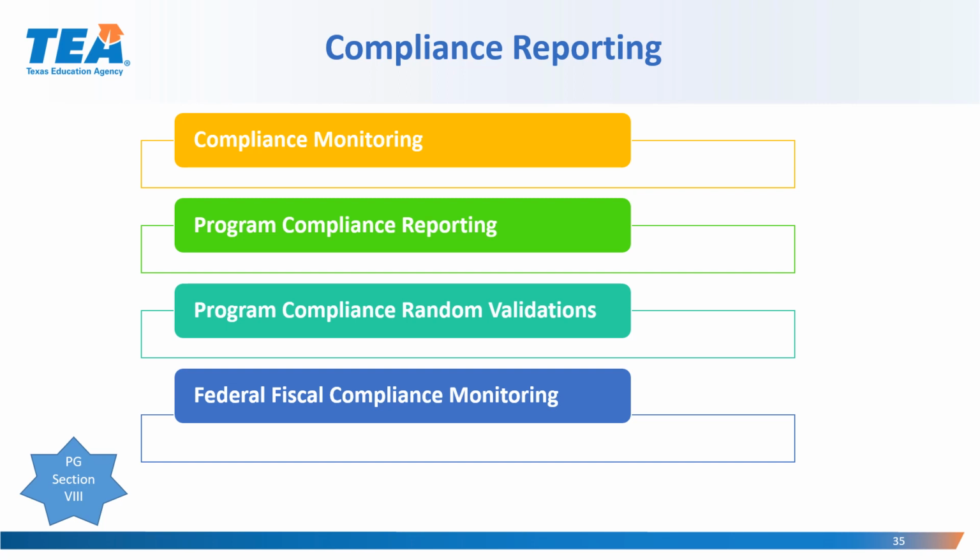The Federal Fiscal Monitoring Division is responsible for monitoring the expenditures of federal grant subrecipients to ensure federal funds are used for authorized purposes in compliance with federal statutes, regulations, and the terms and conditions of federal awards. Title I Part C is included in the Federal Program Compliance Division monitoring of the program requirements through random validations and compliance reporting.